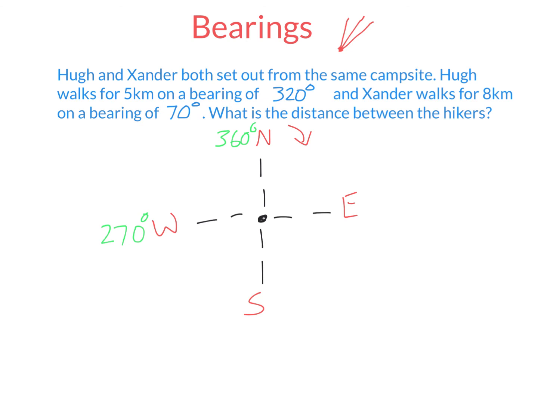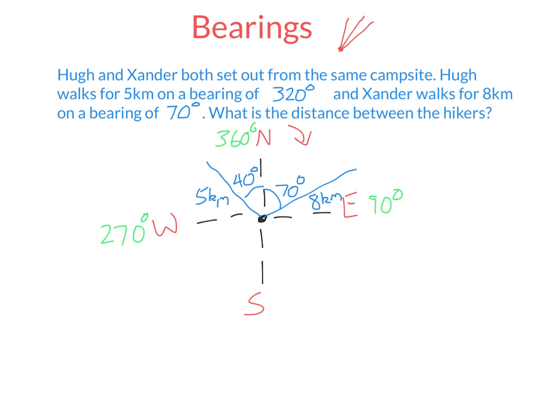So we'll just draw a line out here somewhere. 360 is north, so this would be 40 degrees, and he has gone for 5 kilometers. So Xander, on the other hand, started at the same point, but he went on a bearing of 70 degrees. Remember, due east is 90 degrees, so 70 degrees will be somewhere northeast. So we'll just draw a line out here, and that angle there needs to be 70 degrees. Now, he went for 8 kilometers. So we have 2 sides here.